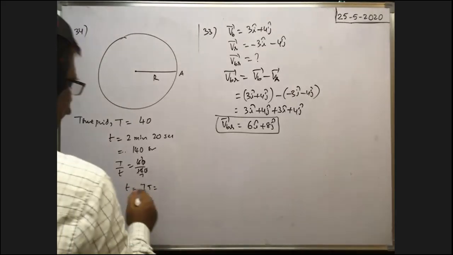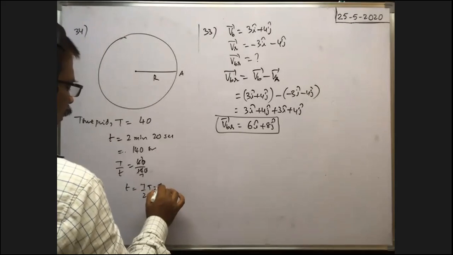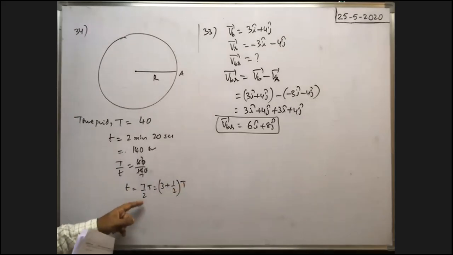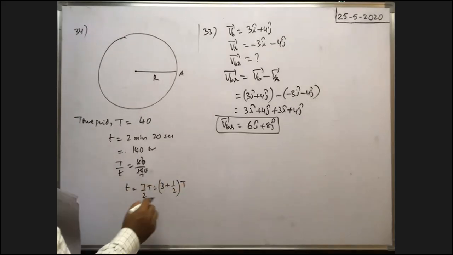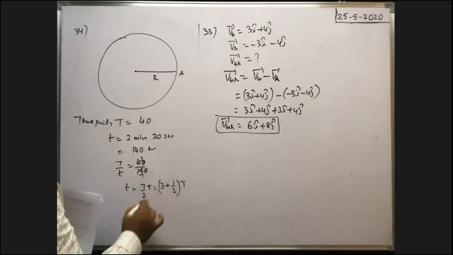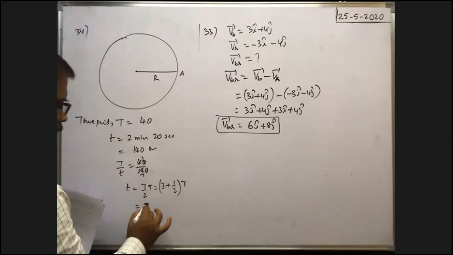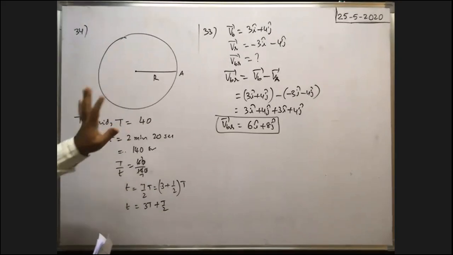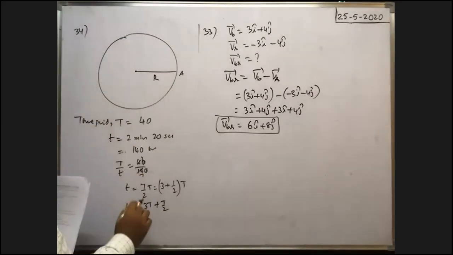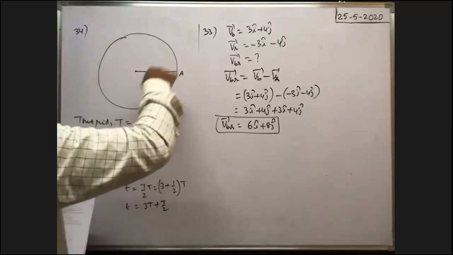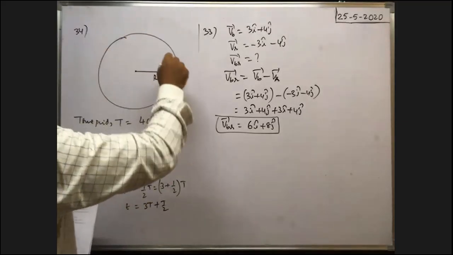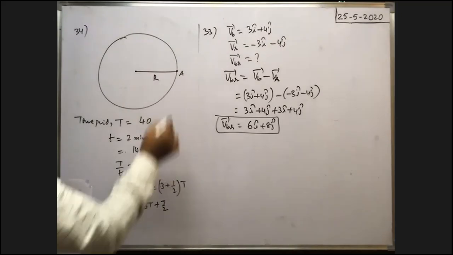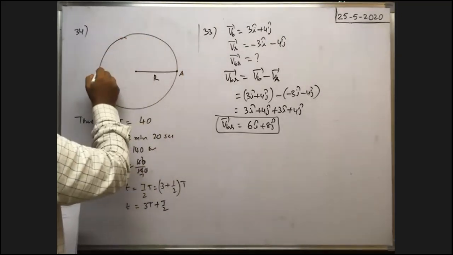How can we write this? 7 by 2 can be written as 3 plus 1 by 2, because 3 twos are 6 plus 1 by 2 means 7 by 2. So we have 3T plus T by 2. For every capital T seconds he completes one rotation. After 3 times T, he will be at this point. But T by 2 seconds more, he reaches the point here. So he lies at B.